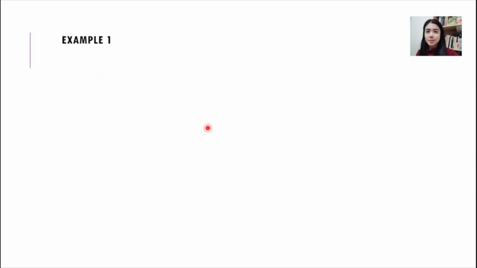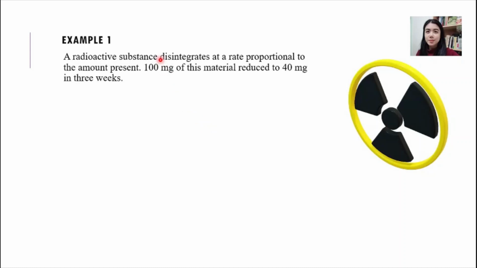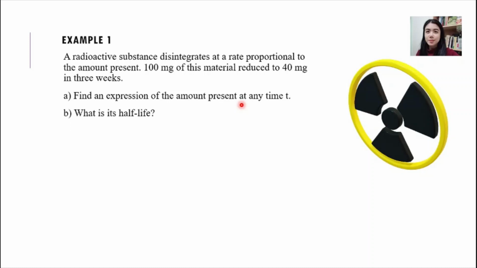So let's just look at example 1. A radioactive substance disintegrates at a rate proportional to the amount present. 100 mg of this material is reduced to 40 mg in 3 weeks. Find an expression for the amount present at any time t. What is its half-life?